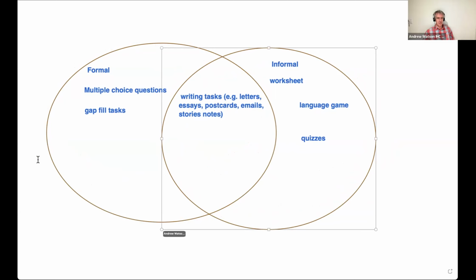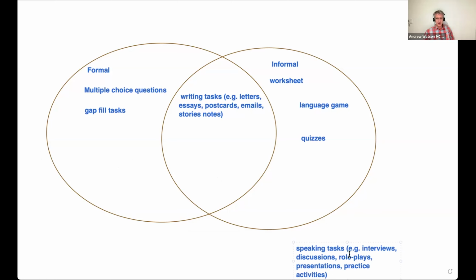Likewise with speaking tasks. Some could be done in an exam, but some could also be done informally. I don't know, maybe something like an interview could be done in an exam. But maybe a discussion would be informal, or a role play or presentation.